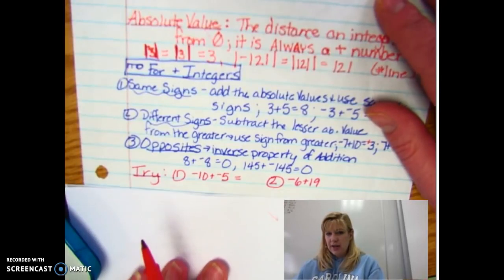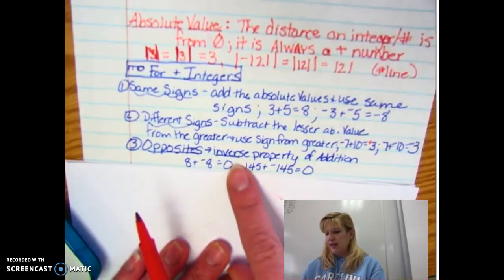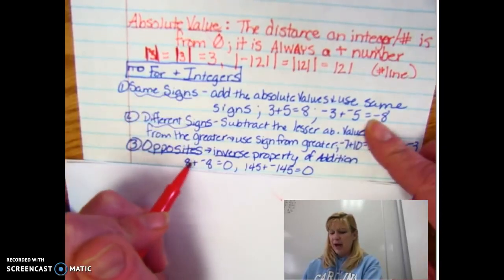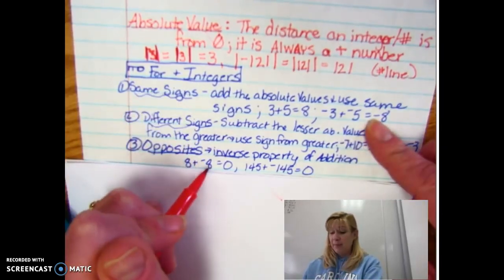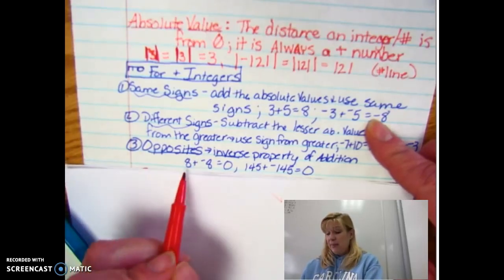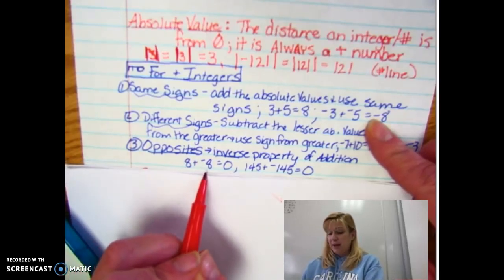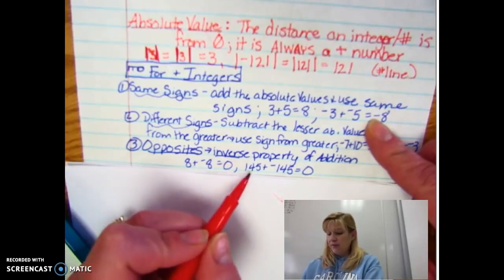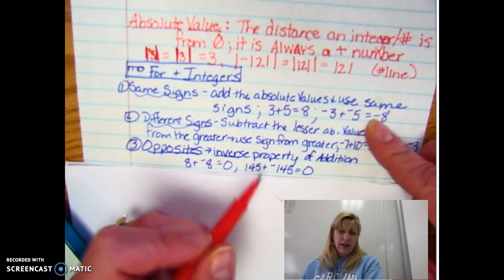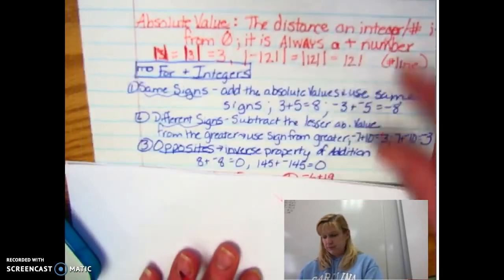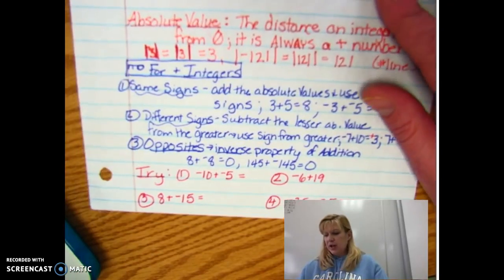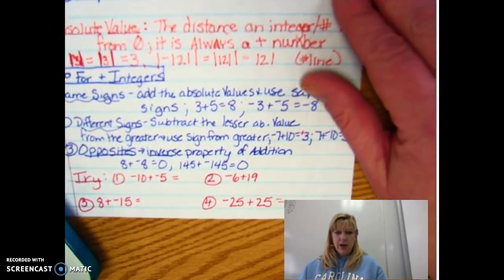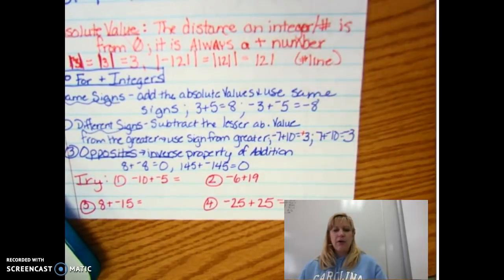So the next one is the opposites, the inverse property of addition. All that says is when you add the opposite of any number, it's going to be a 0. +8, the opposite is -8. When you add those two together, it's a 0. If you have $145 and you take $145, you're going to get a 0. So let's try these 4 and go ahead and pause that video. We'll go through them.